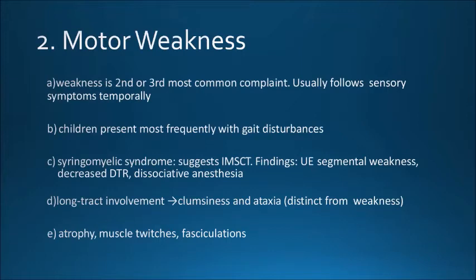Then coming to the neurological deficit or the motor weakness. Weakness is the second or third most common complaint. It usually follows the sensory symptoms temporally, and children present most frequently with gait disturbances. Then the syringomyelic syndromes suggest intramedullary spinal cord tumors, and the findings can be upper extremity segmental weakness, decreased reflexes, and dissociative anesthesia. Then we can have long tract involvement, and there will be clumsiness and ataxia, and then we can have atrophy, muscle twitching, and fasciculations. So these can be the motor weaknesses.